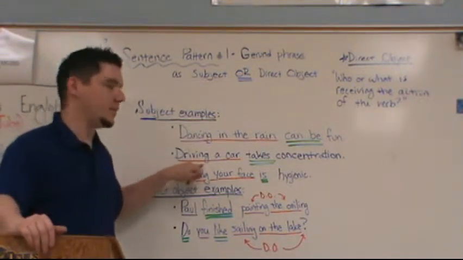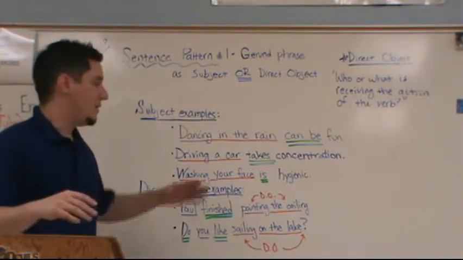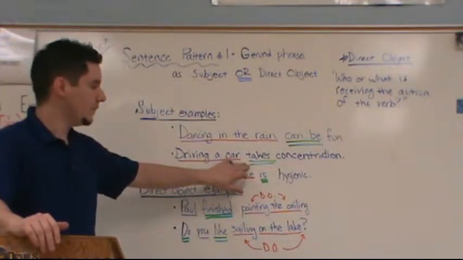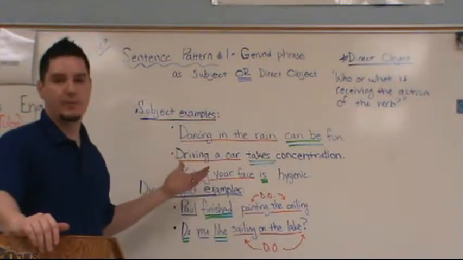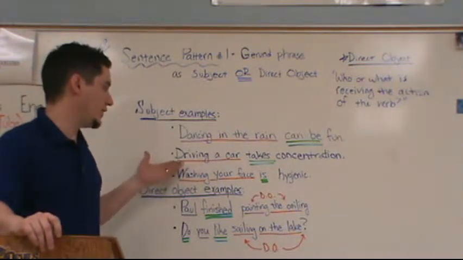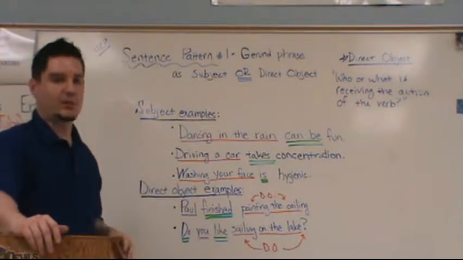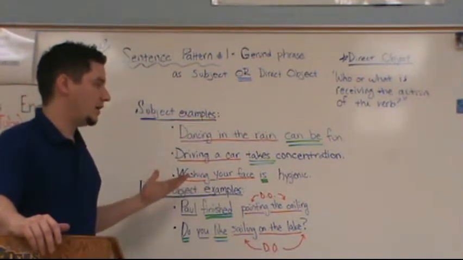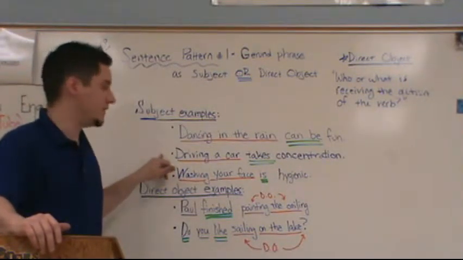All right. Example number 2. Driving a car takes concentration. Again, back to finding subjects and verbs. What's our verb? It's takes. We're going to ask, who or what takes concentration? Well, driving a car. And again, it's not just driving, but it's driving a car. So it's more than just the gerund, it's a phrase. It's that group of related words that helps give us enough information about driving to be a subject. And driving a car is what takes concentration. So again, the gerund phrase is the subject of the sentence.